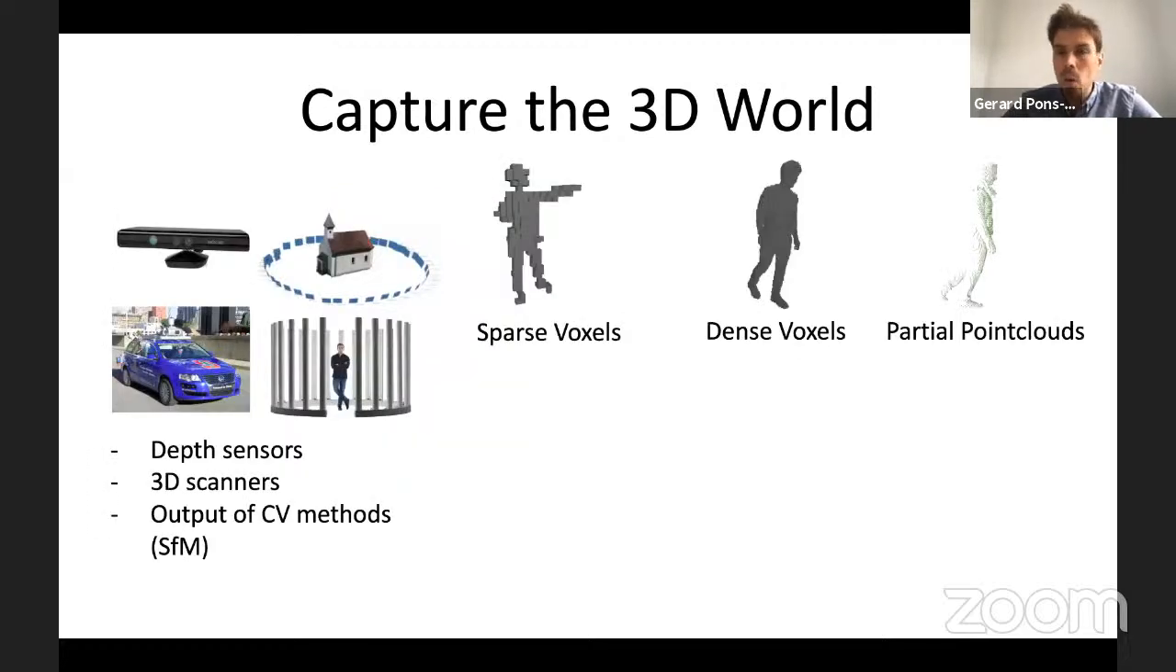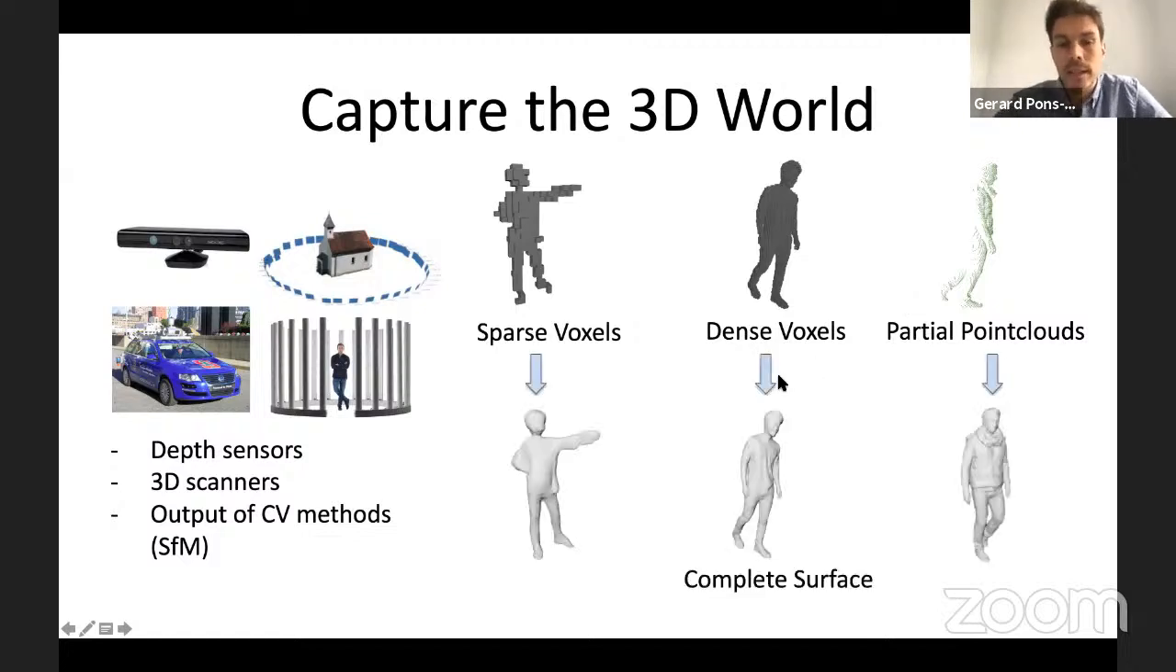Now, this input might not always be just a single image. If you were considering a robot, for example, the input could be depth sensors, or it could come from 3D scanners, or it could be the output of another computer vision algorithm, right? So the input could be, for example, sparse voxels or dense voxels, or it could also be partial point clouds. The goal is then to obtain a surface that is complete from this input that is typically noisy or incomplete.